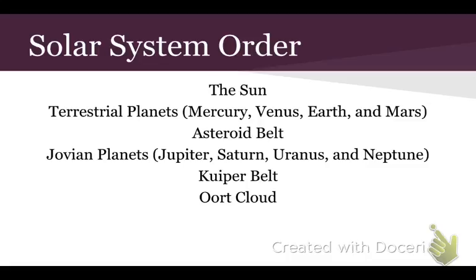So this is the order of our solar system. We have the Sun, then you have the terrestrial planets, which are Mercury, Venus, Earth, and Mars. Then there's the asteroid belt, which separates the terrestrial planets from the Jovian planets. The Jovian planets are Jupiter, Saturn, Uranus, and Neptune. Beyond Neptune, we have the Kuiper belt and then the Oort cloud. The Oort cloud is what separates the solar system from the rest of the universe. It's important that you know this order, and you will be expected to memorize and know this order.